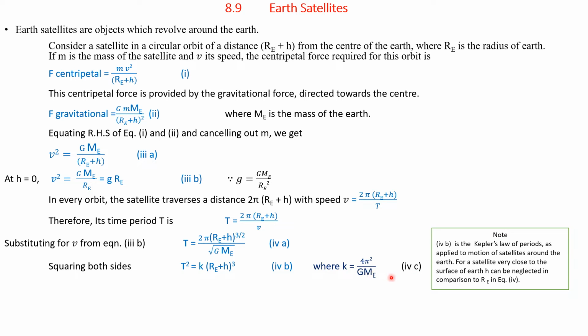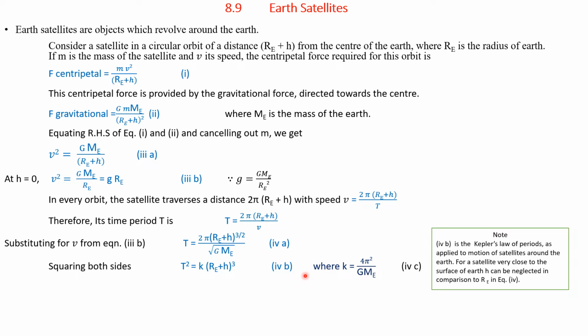Please note that equation 4b is the Kepler's law of periods which we have studied in the previous video, and the link for the same is given in the description part of this video. Hence, 4b is the Kepler's law of periods as applied to the motion of satellites around the Earth.